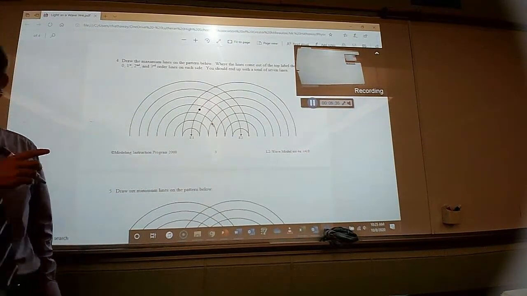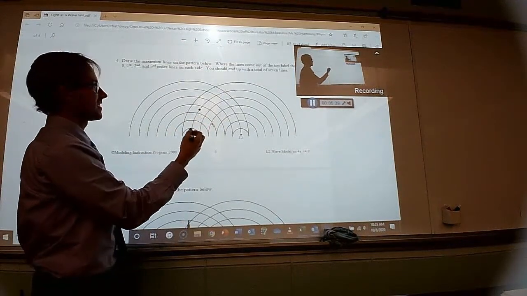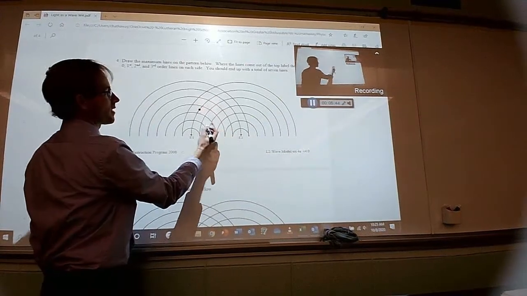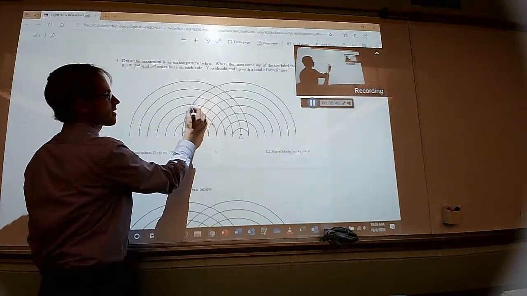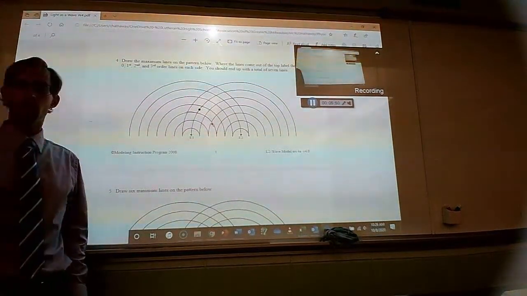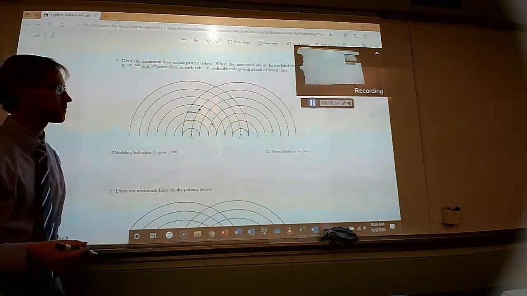That's okay. That's why we do this review session. So, yeah. We've got a crest right here, but it's exactly in between these two crests. And so what that means is you've got a crest and a trough in the same spot. That is destructive interference.